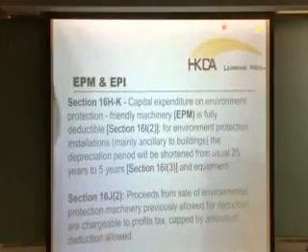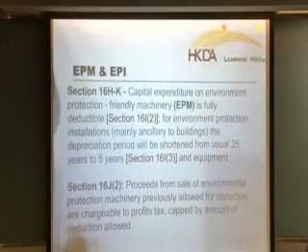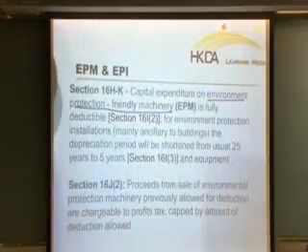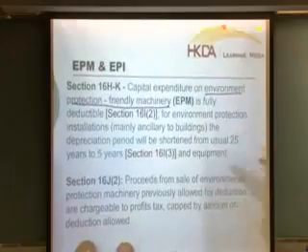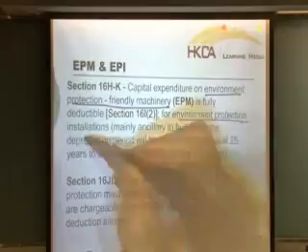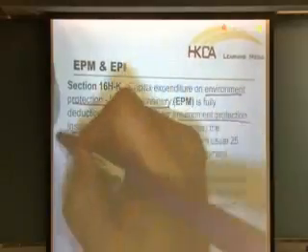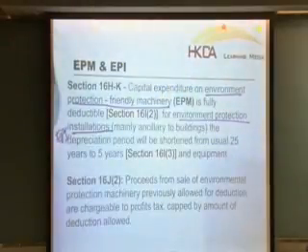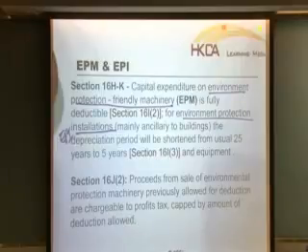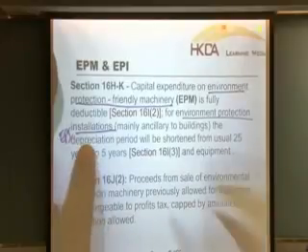Okay, and then new item, environmental protection machinery (EPM) or environmental protection installation (EPI). This is EPI. For EPM, you can claim 100% like prescribed fixed assets. For EPI, you can claim 5 years like renovation. EPI is related to building.